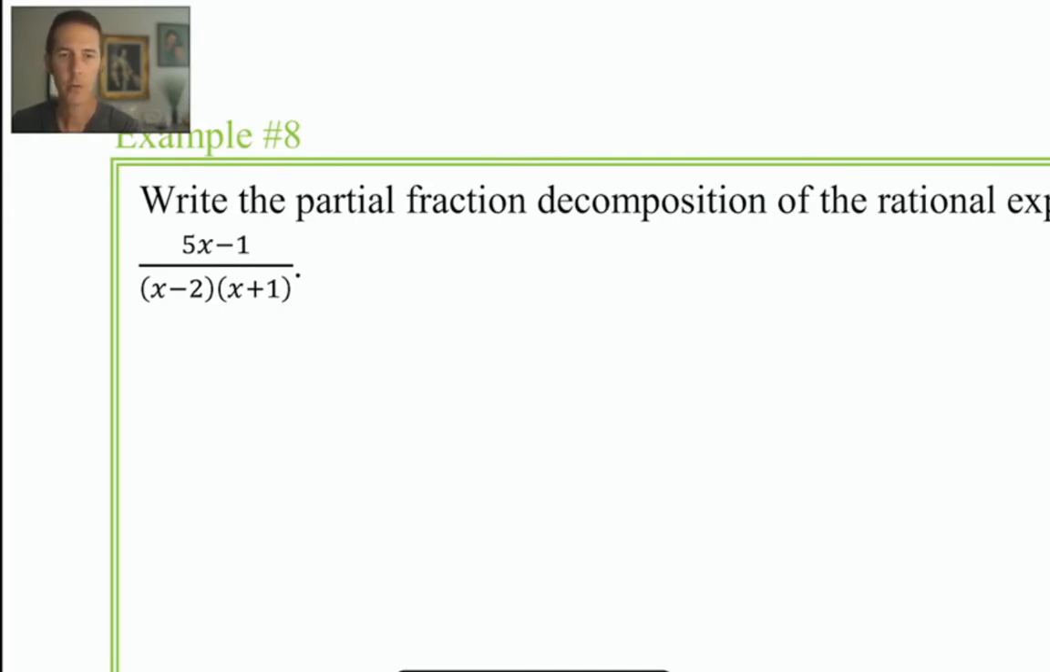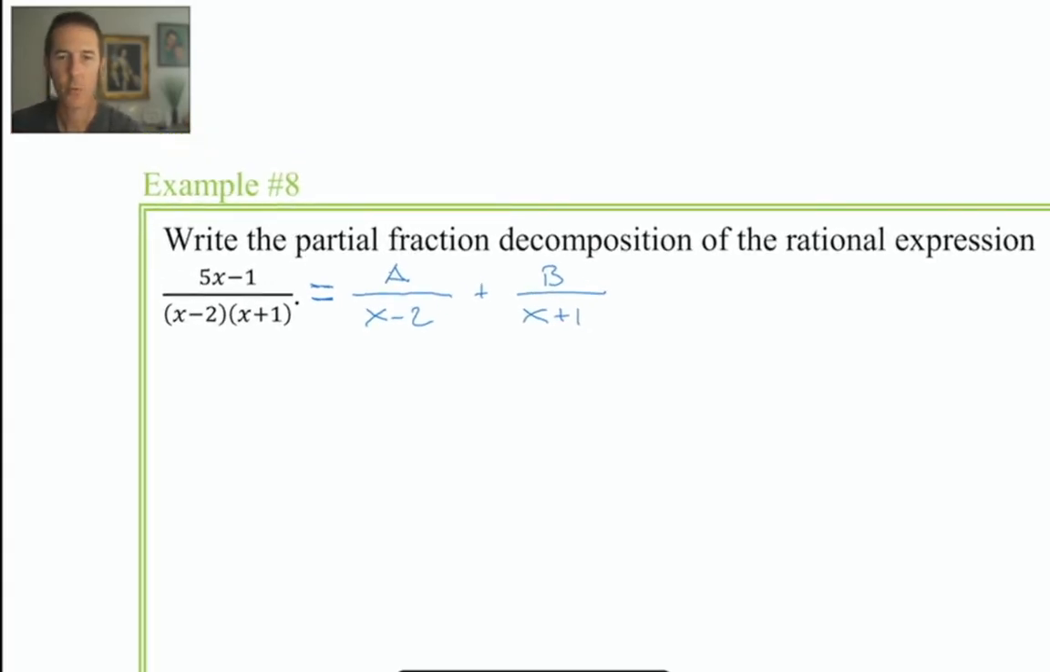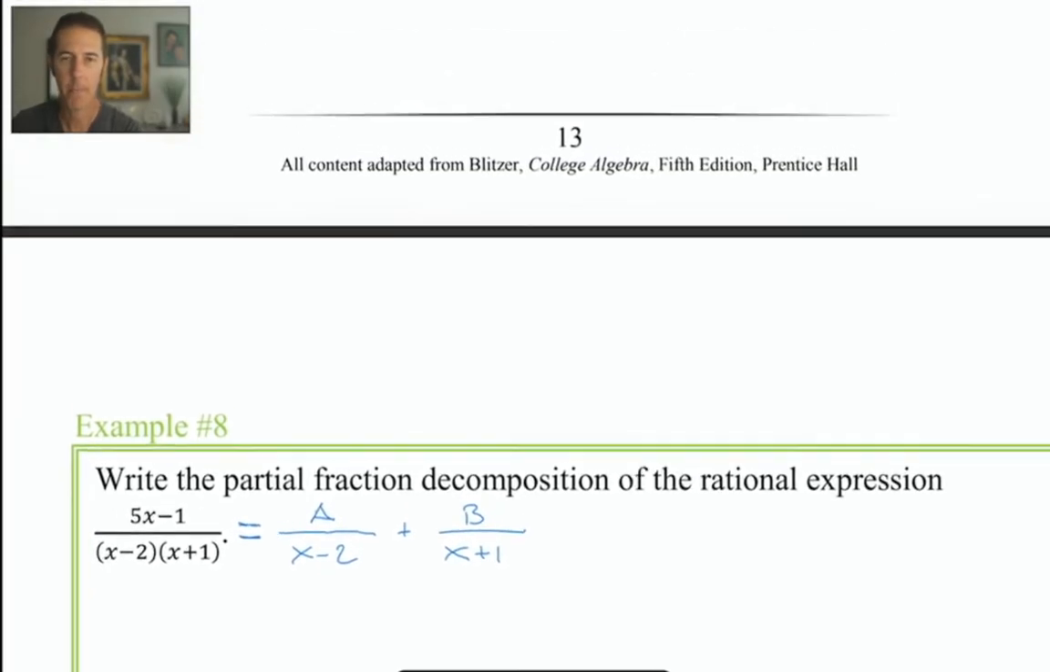Now, the general format when we decompose this thing, I'm going to put an equal sign here, and I'm going to write this as capital A over x minus 2 plus capital B over x plus 1. And I want to tell you why I wrote that.